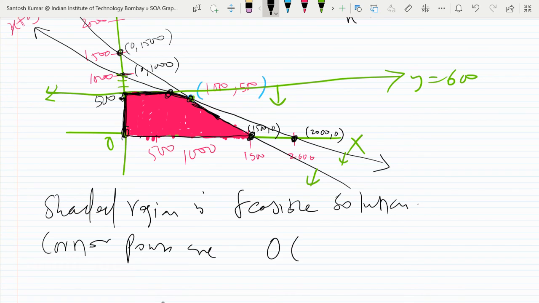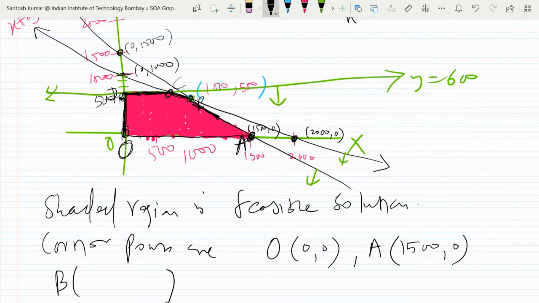Corner points are, so one O. Let me call it 00. This point I say O. Let me name it A, B, C, D. So I'm looking at points O, A, you already know. A, I named this. So A is 1500 comma 0.